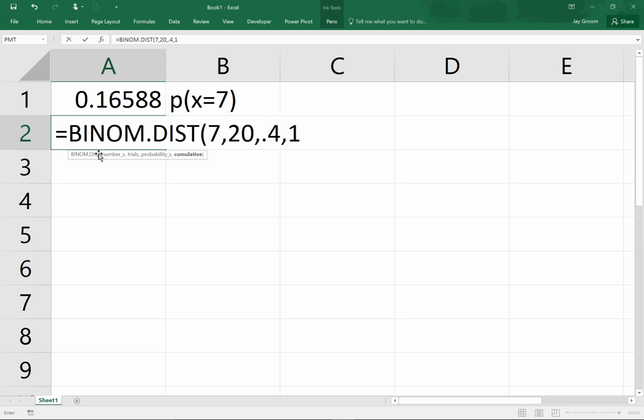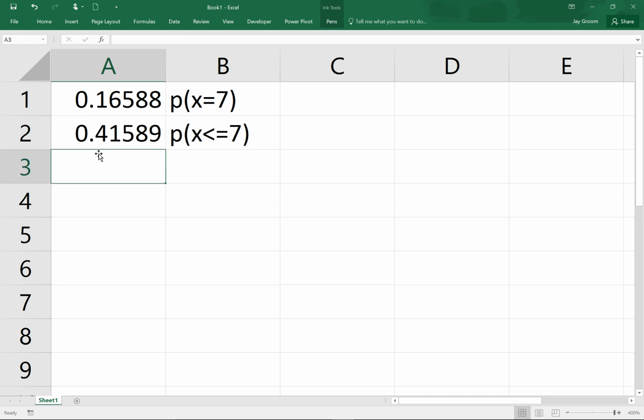Just like that, yes? This will be a CDF. And that comes out to be basically a 42% chance that he makes no more than 7 baskets, yes? Nice.